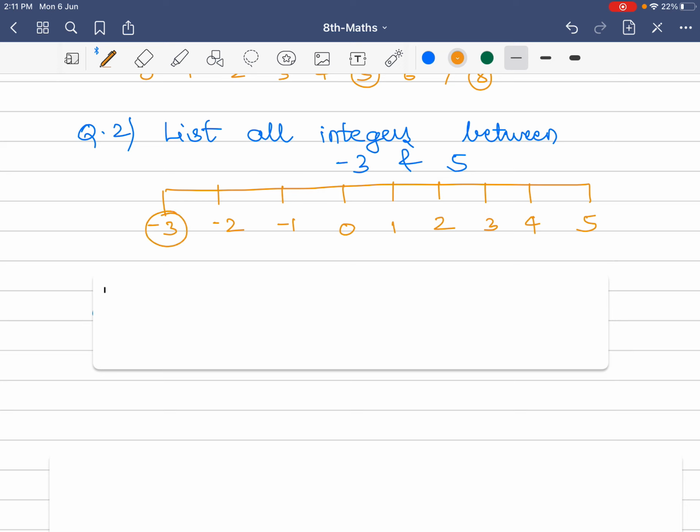So this is your -3 and this is your 5, and the question is asking to list all the integers between -3 and 5. So 1, 2, 3, 4, 5, 6, 7. This is the set of integers. I'm just going to make a bracket around it. These are the set of integers that exist between -3 and 5. If I change this question to list all the natural numbers between -3 and 5, then these are the natural numbers: 1, 2, 3, 4, because these others are not natural numbers, they are integers. So you have to be very careful about the exact question that has been asked and apply the concepts accordingly.